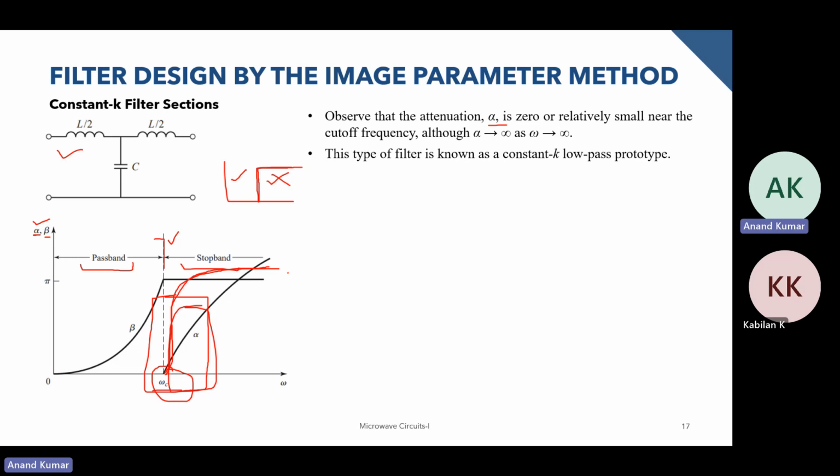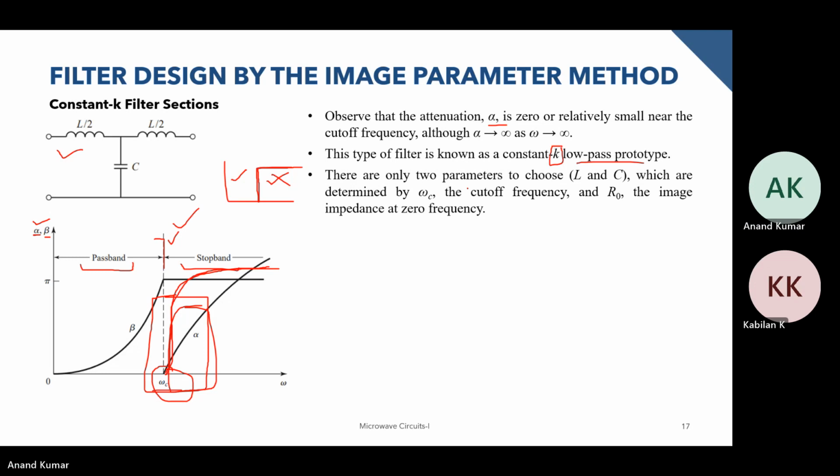Since we defined a constant k, we call this a constant k low pass prototype, and this is a low pass filter. For the circuit, we only have two parameters, L and C. These are the only two things that we need to specify to design this filter. But whatever discussion was covered over here can be extended to cascade this and form a higher order filter. So that can be done.